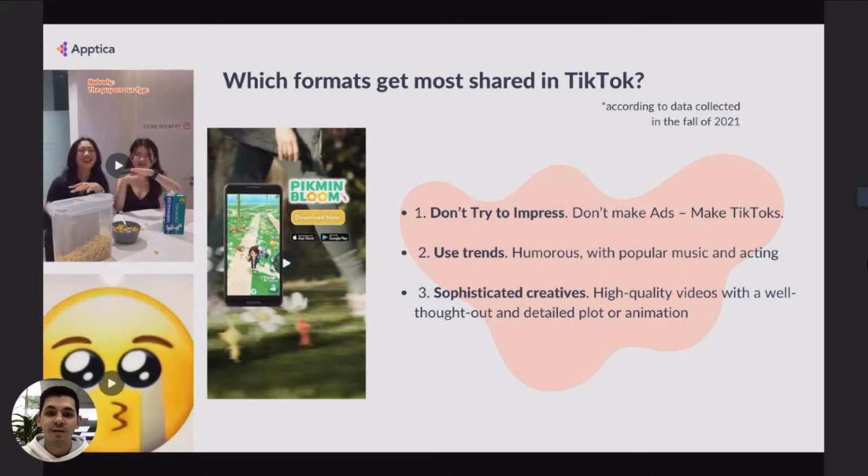The second one is, use trends. It's obvious, but still this is one of the most useful pieces of advice we can give you. Try to use humorous, popular music and acting which has been spread along the network. And the third one here is sophisticated creatives, which might seem a little different, even a little weird, because I've just said a bunch of things regarding how to make your creative simple and trendy. But if you really have this idea and you believe that this will resonate with your target audience, you have to test it no matter the odds. There are some sophisticated creatives with high quality videos and well thought out detailed plots for animation, like this one right here we've seen. So try it. These are the pieces of advice we give you for the formats in TikTok.